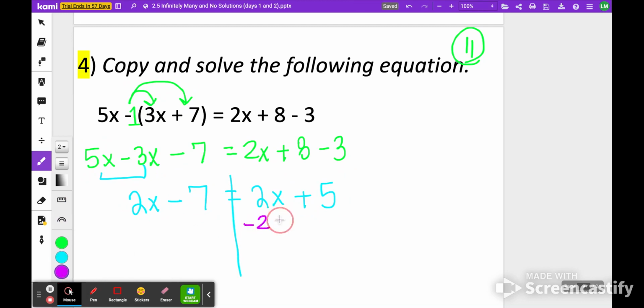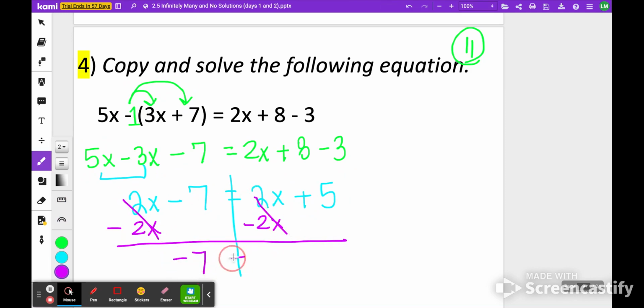Then I just need to put variables all on the same side. I'm going to move them all to the left side and subtract 2x here. Both 2x's cancel out, so all that's left is a negative 7 trying to equal negative 5. This is not true, so we're going to say no solution.